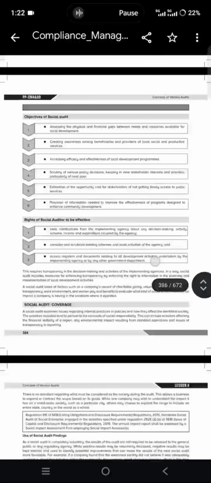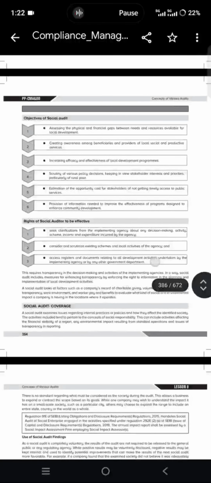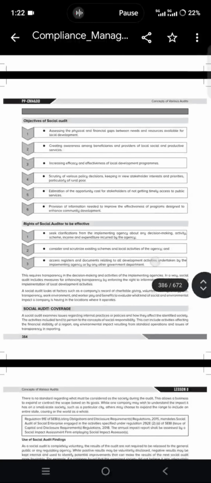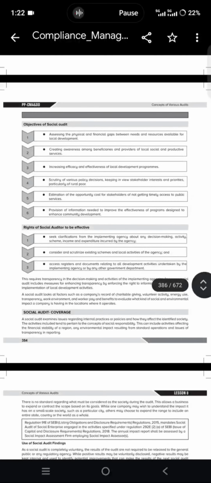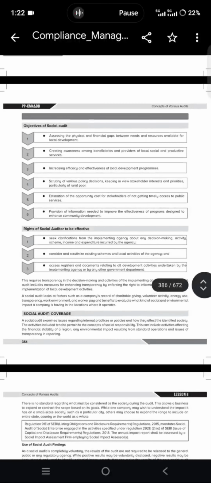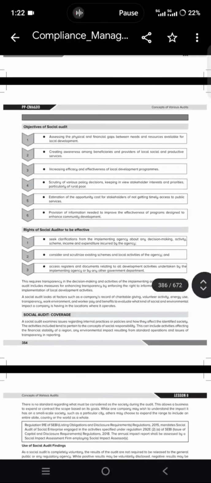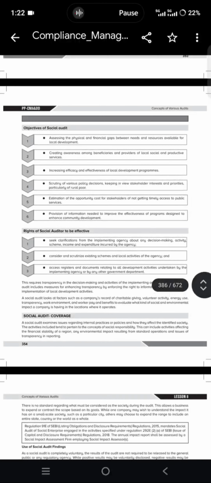Management will submit their opinion to the auditor, and the auditor, either after incorporating or without incorporating the changes or suggestions or reply from the management, will submit the report to the authority. And at last, court proceeding.